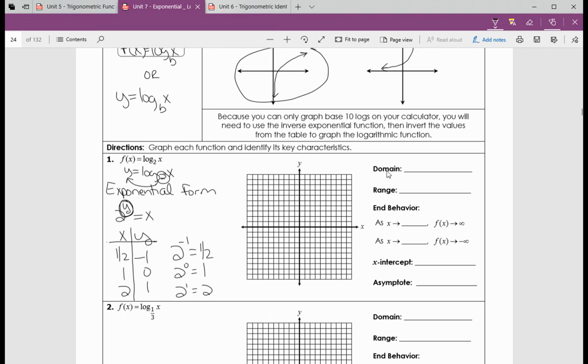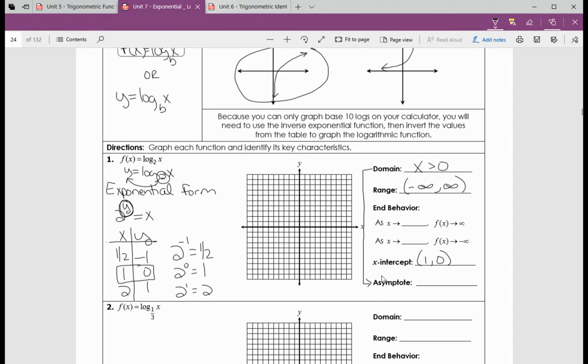Now, our domain is typically x is greater than 0. Our range is normally all real numbers, which is the exact opposite of exponentials. We'll talk about the end behaviors once we see the graphs and what it's doing. Our x-intercept comes out of the table. It's that 0 point. So our x-intercept is (1, 0). And our asymptote is going to match the domain.